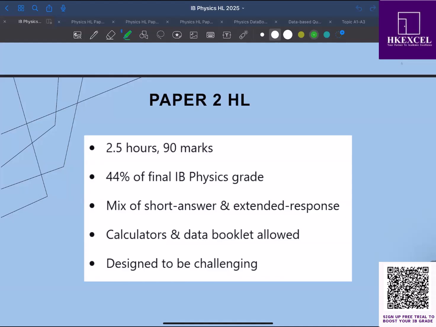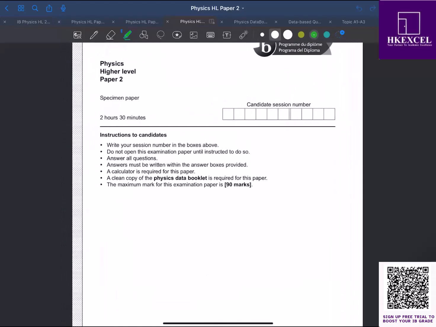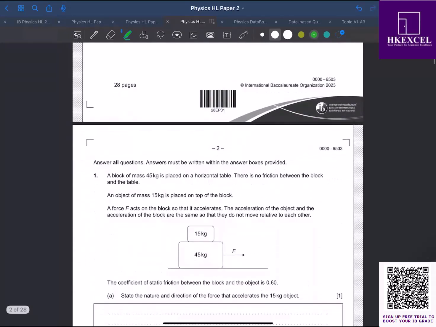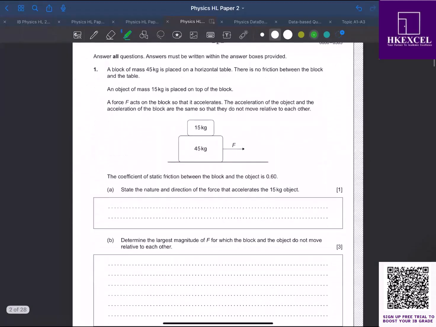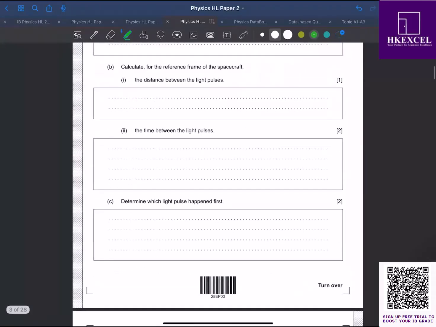So let's look at a specimen paper, paper 2 here. Paper 2 is 2 hours 30 minutes, and it's 90 marks in total. You can see these are long extended response questions. Some are short questions, some are extended response questions as well.